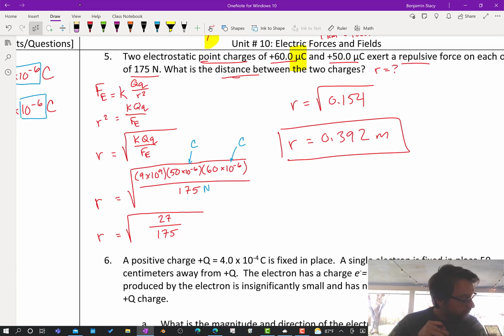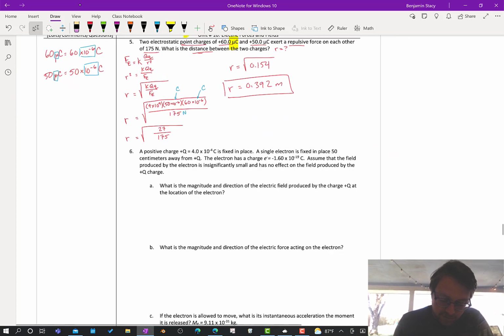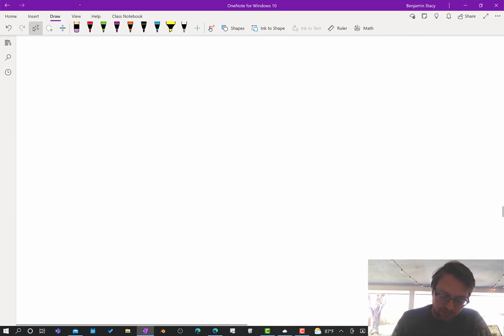That's the end of 5. The rest of them involve the field, and we will come back to the field later. So there we go.